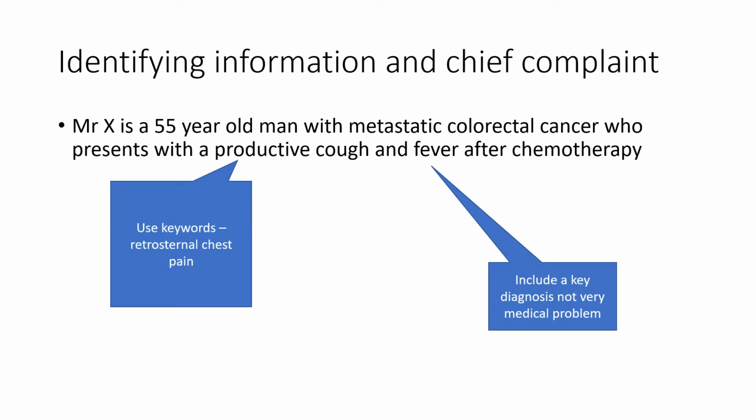The identifying information is straightforward. The chief complaint's primarily the symptom complex they present with, but you should selectively add information that you want to highlight from other parts of the history. You're summarising. Here's a short example.